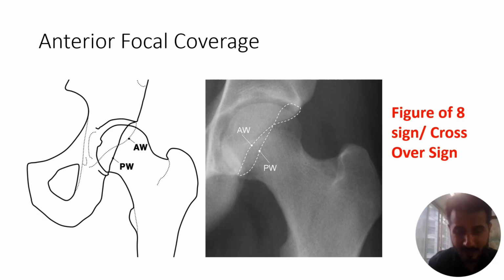So this anterior focal over coverage has something called the figure of 8 sign or crossover sign, in which you see the anterior wall crosses the posterior wall and becomes lateral to your posterior wall in the cranial part of the acetabulum. So here it looks retroverted and hence it's called cranial acetabular retroversion. If you see this sign in a well taken AP view of pelvis, this means that the acetabulum is retroverted.